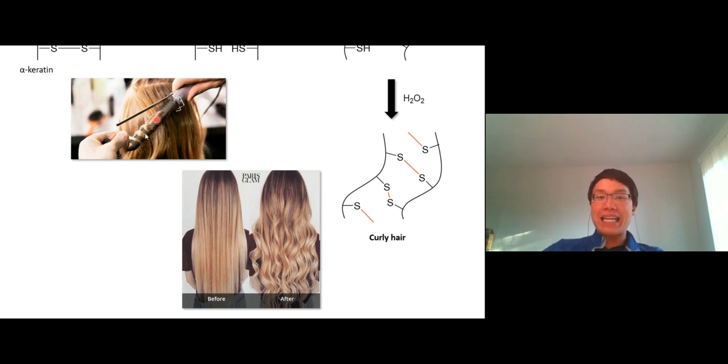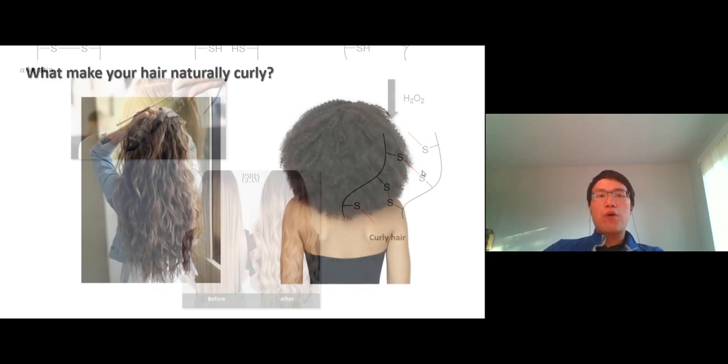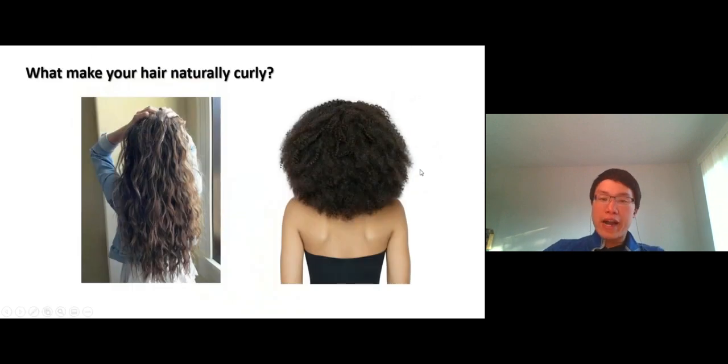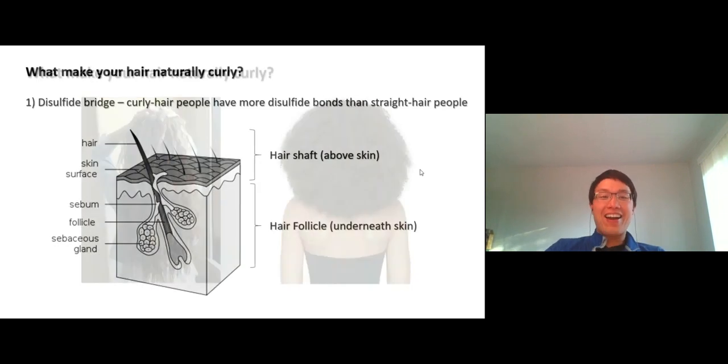Adding heat into the curling process just speeds up the disulfide formation. Now, some people have straight hair, some people have wavy hair, and others have curly hair. How does it work? What controls it? Of course, genetics. Genetics controls everything. But how does it work? Let's take a look here.